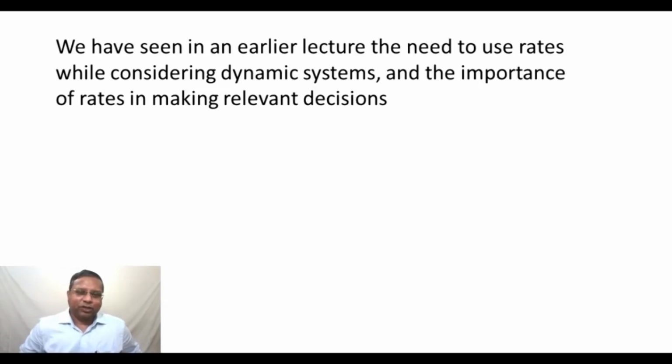In the initial lectures, we saw the need to use rates while considering dynamic systems. We said rate is a central parameter on which we base our decisions. Therefore, that is considered the main parameter. We don't consider amounts, which can get a little confusing for the kind of decisions that we need to make while dealing with dynamic systems, engineering systems, and so on.